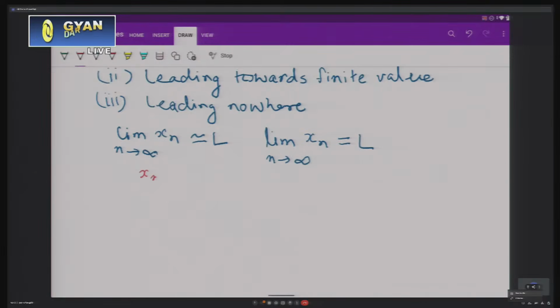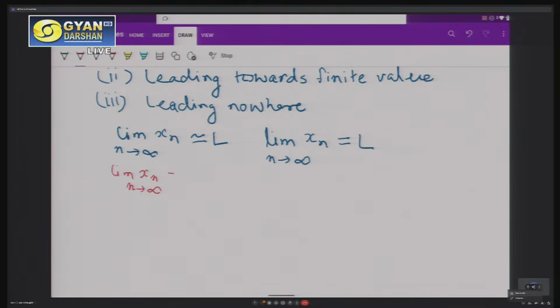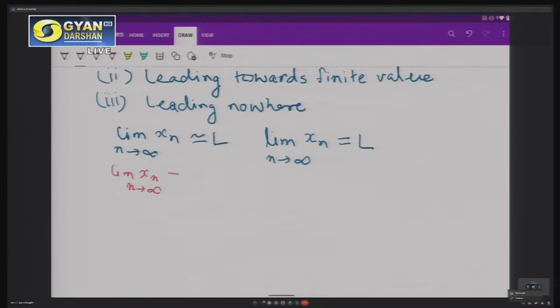As xn, as n tends to infinity, it is not infinity, but it goes nearer and nearer to infinity, it becomes larger and larger, then the value of xn becomes nearer and nearer to L.